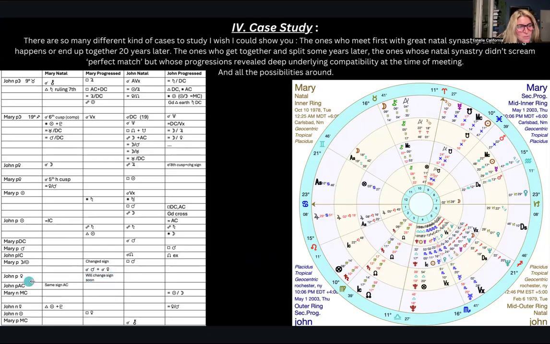The progressed Venus of John is ready to change sign. Look at that. He meets Marissa and he's going to change sign into a new era, a new cycle for the relationship of John.